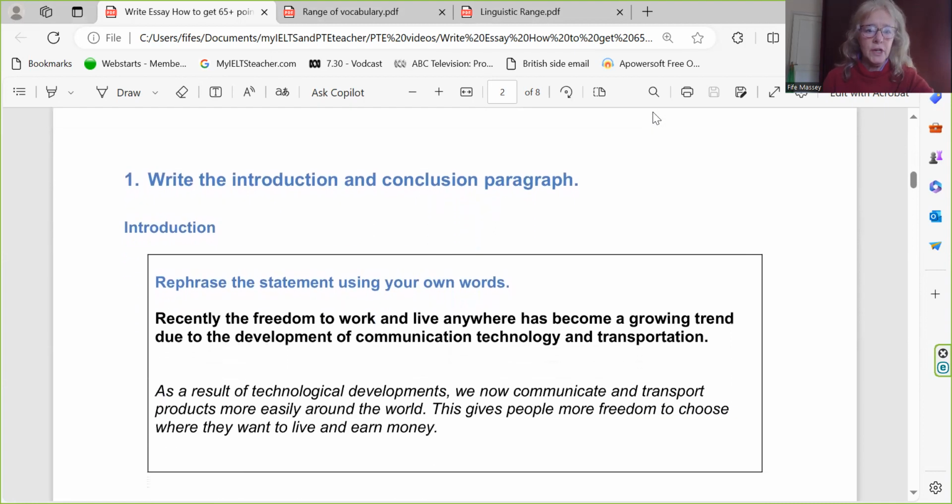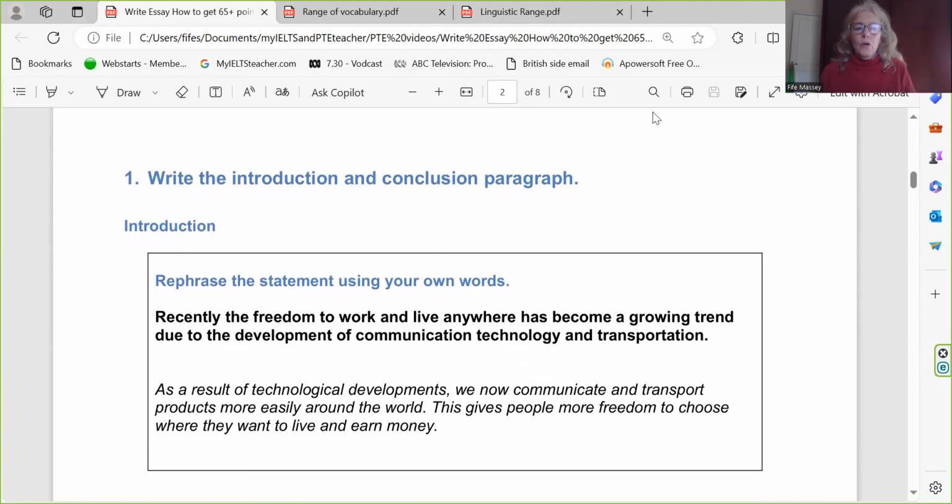So writing your introduction paragraph, all you need to do is to rephrase the statement that they give you at the start. So there it is, the statement: recently the freedom to work and live anywhere has become a growing trend due to the development of communication technology and transportation. We're going to rewrite that to say exactly the same thing, but reorder the information, perhaps change some of the words to show your ability to have a range of vocabulary.